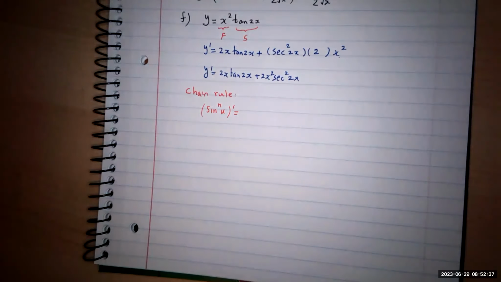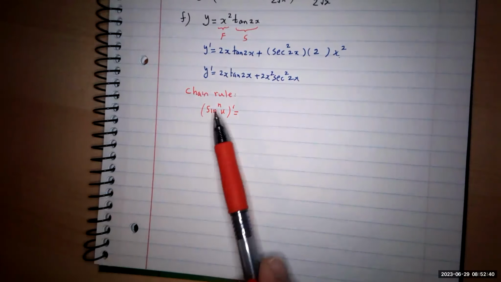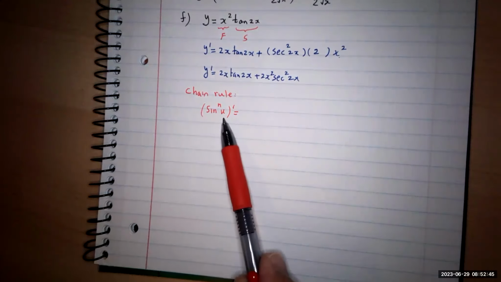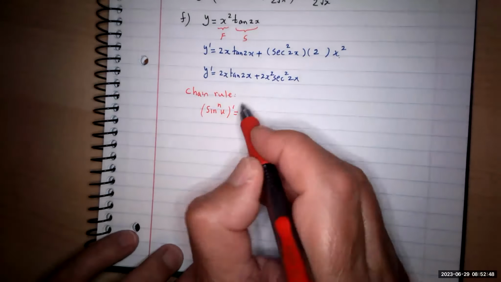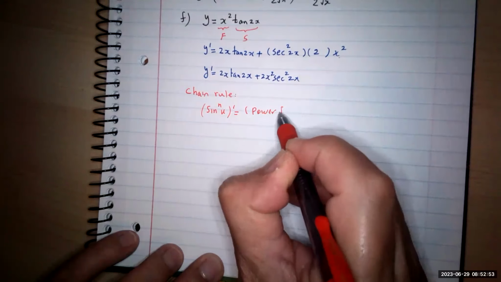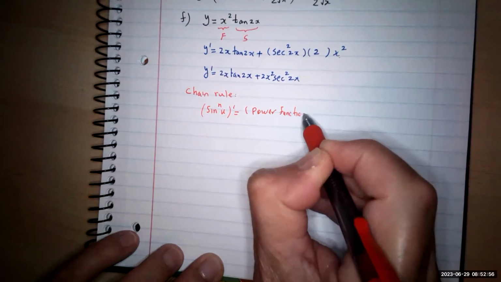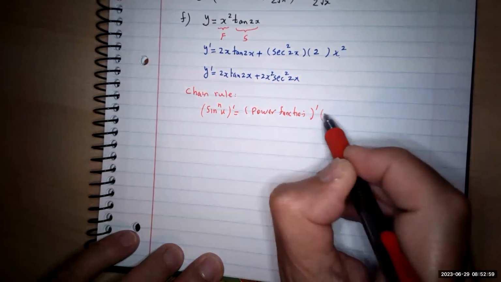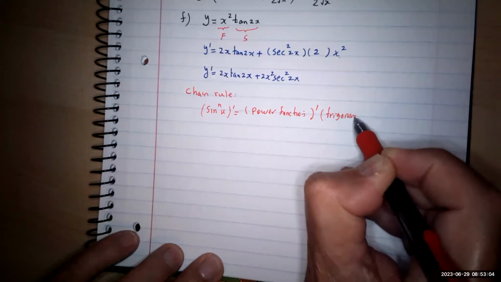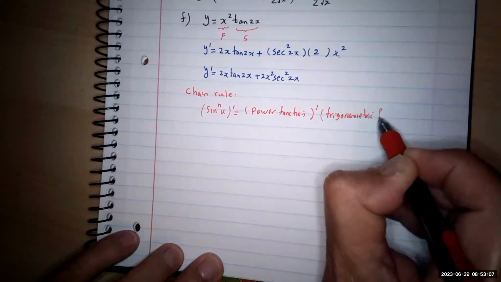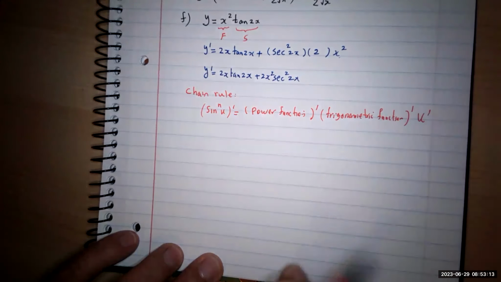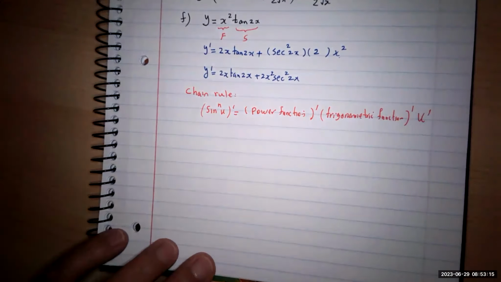Remember, it's three functions. Power function to the n, trig function sine, u function. So the derivative is going to be, as we did it before, you do the derivative of the power function first. You see, power function. Then you multiply by the derivative of the trigonometric function, times u prime. This is the way you do the power of the trigonometric function.